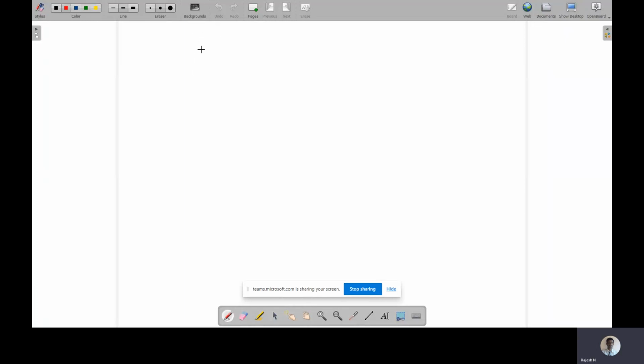So in the last class, we discussed quadrilaterals. What is a quadrilateral? It is a four-sided, four-angled figure. Four sides, four vertices, four angles.